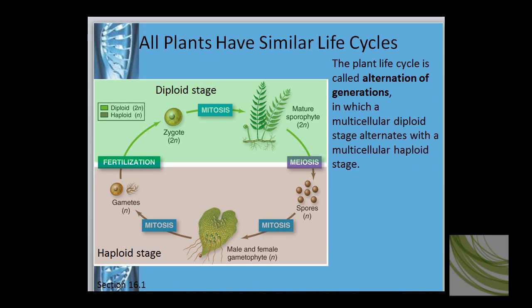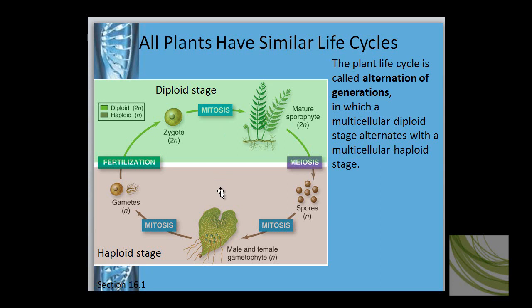Here is a definition of the alternation of generations showing diploid versus haploid. Diploid means you have a full complement of the chromosomes of your species. So what you look at in the mirror every day is a diploid organism. Basically, you have 46 chromosomes and 23 pairs.